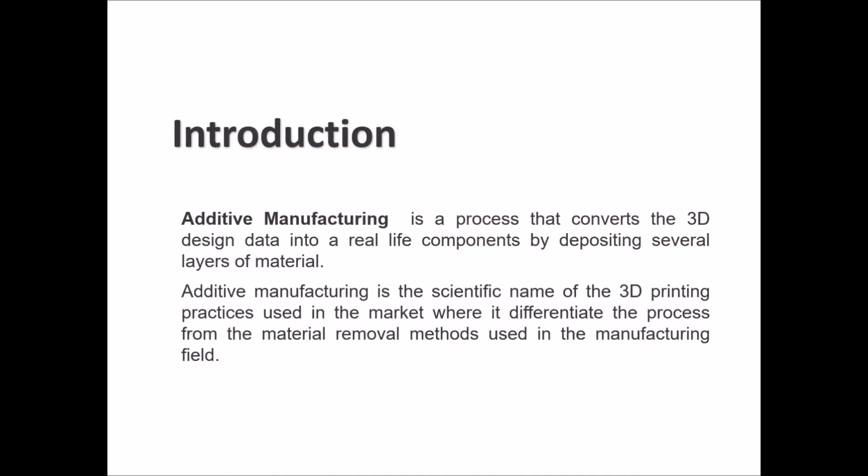The formal definition of additive manufacturing is a process where you convert your 3D design into a real product by depositing several layers of material in a programmed way. Again, the famous name of additive manufacturing, known in the market and by most people, is 3D printing, which differentiates it from the material removal methods that are traditionally known.